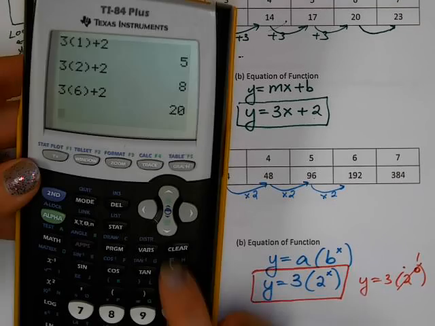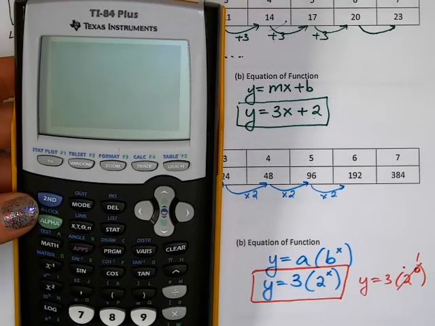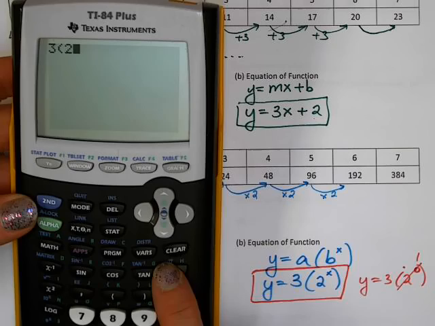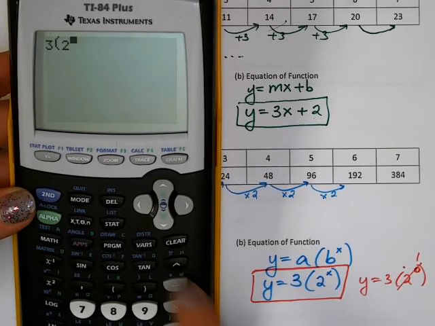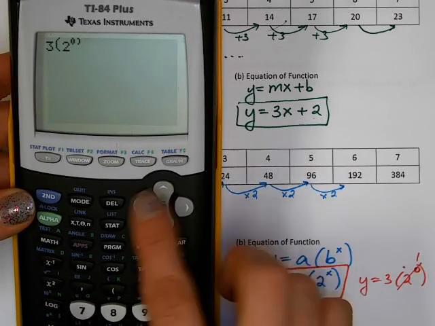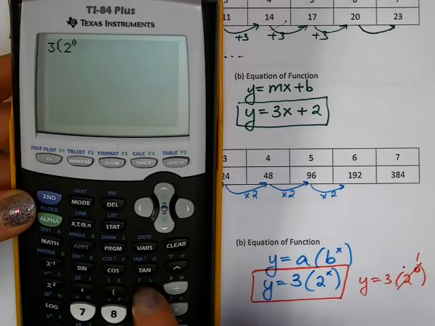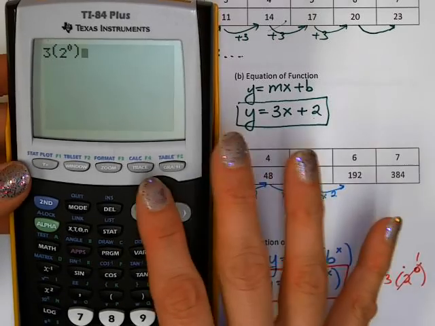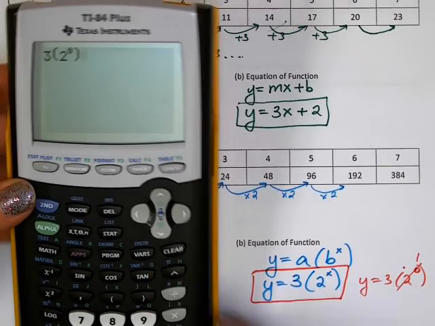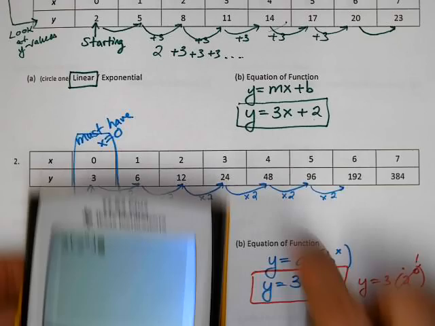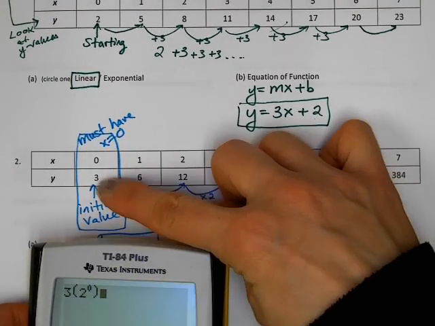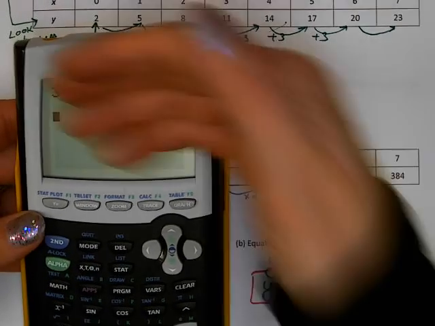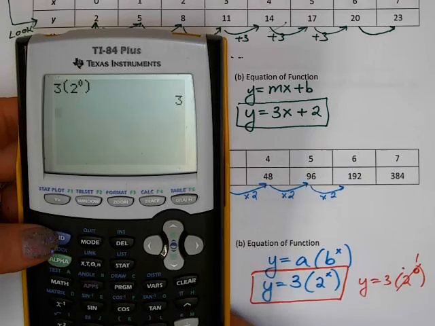So let's go ahead and clear this out. I'm going to type 3 times 2, then the caret to the power of. I'll try 0, and then close the parentheses. If I'm going too fast, pause the video, type with your calculator, get good at it. So if I put 0 in, the first cell says 3. Perfect.